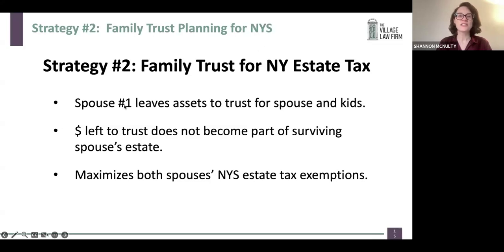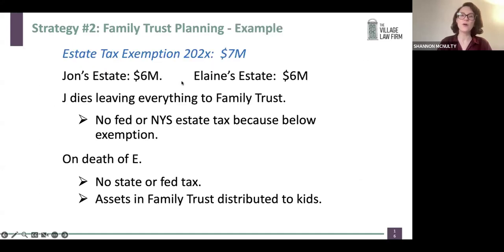What we do here is that the first spouse to pass leaves their assets to a trust for their spouse and their kids. The money that goes into that trust does not become part of the surviving spouse's estate. So it maximizes both spouses' New York State estate tax exemption. So you can see in this example, the same example that we had before, instead of John leaving everything to Elaine outright, John leaves everything to a family trust for Elaine and their kids.